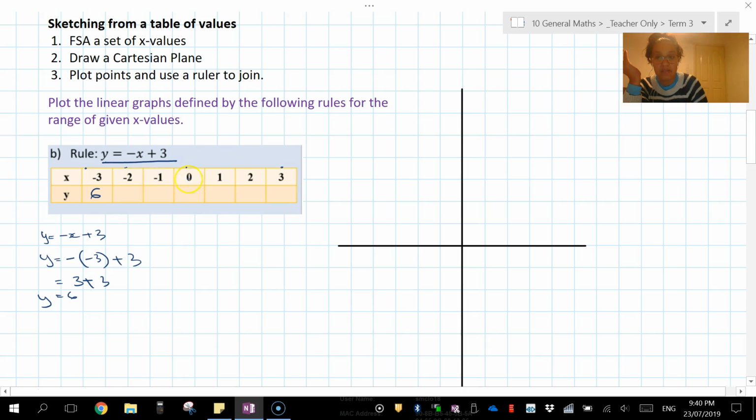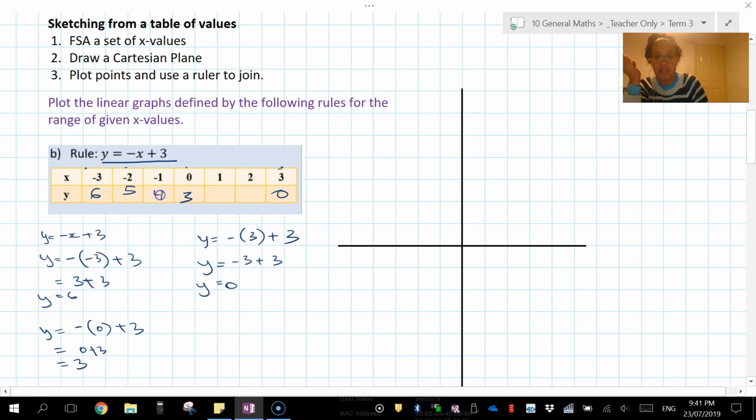Now I'm going to skip that one, and do 0: y equals negative 0 plus 3. That's 0 plus 3, which equals 3. Then I'm going to do this one here: y equals negative bracket positive 3 plus 3. This is essentially negative 3 plus 3, which gives y equals 0. So I've got 3 ordered pairs.